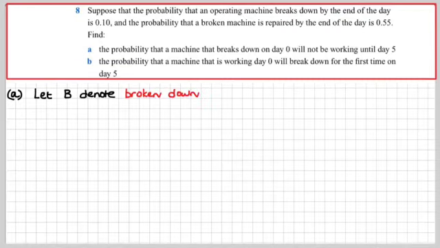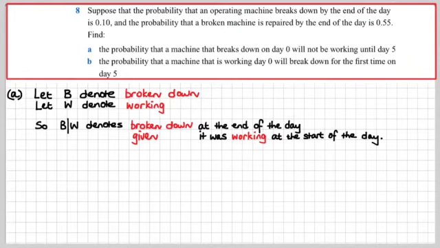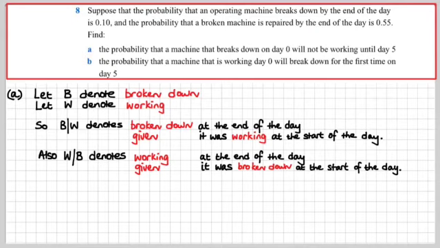So let B denote broken down and let W denote working. Okay, now let's get some terminology right here. So B given W denotes broken down at the end of the day, that's the way I interpret it, given that it was working at the start of the day. Okay, I think it's important to articulate that, otherwise you can get yourself into a very big knot trying to work these things through, these worded questions. Now, also W given B denotes working at the end of the day, given that it was broken down at the start of the day.